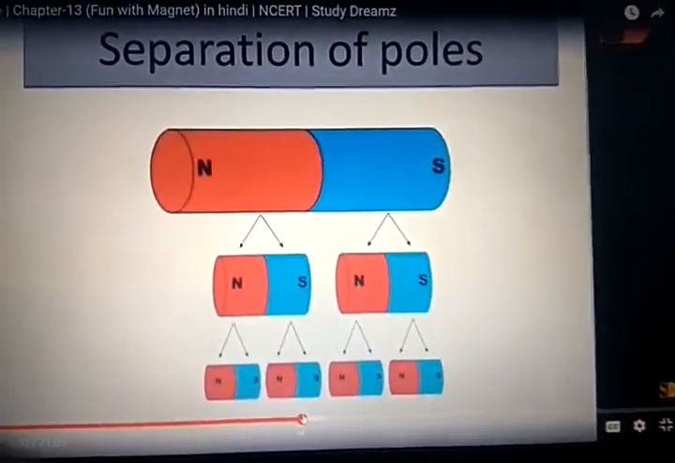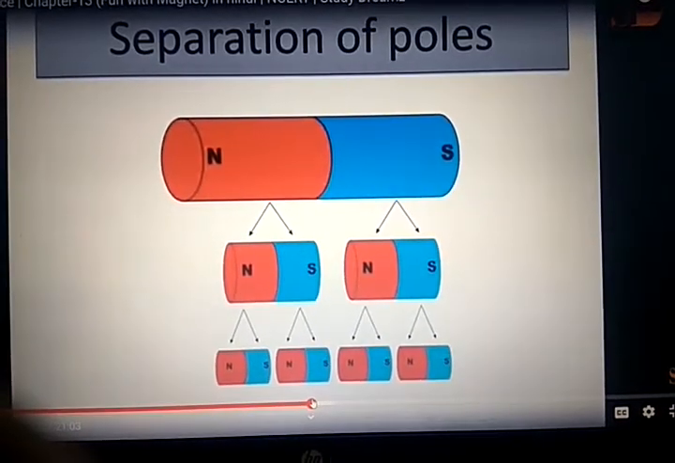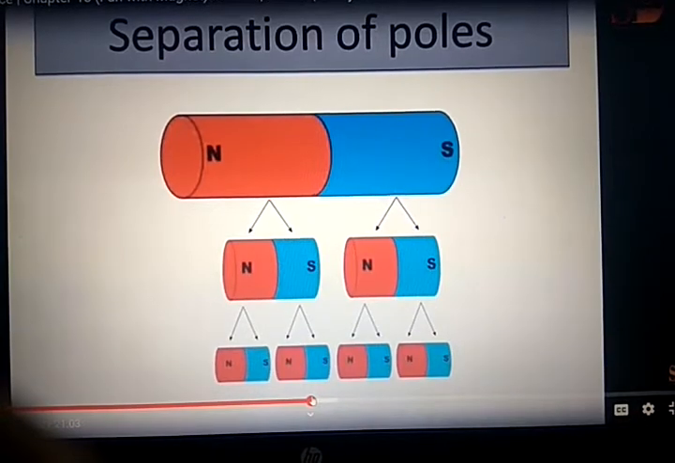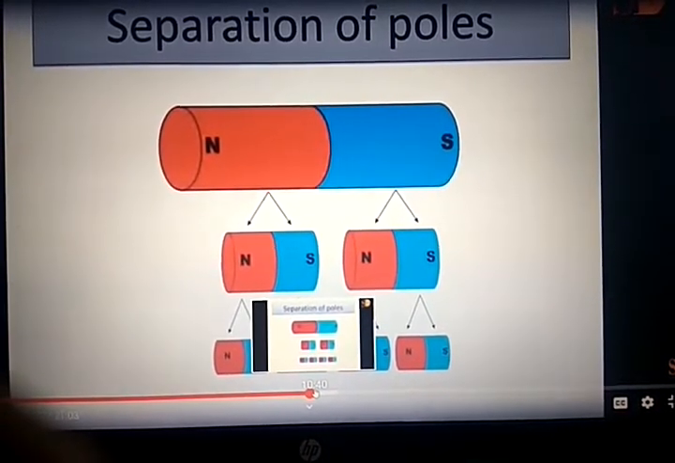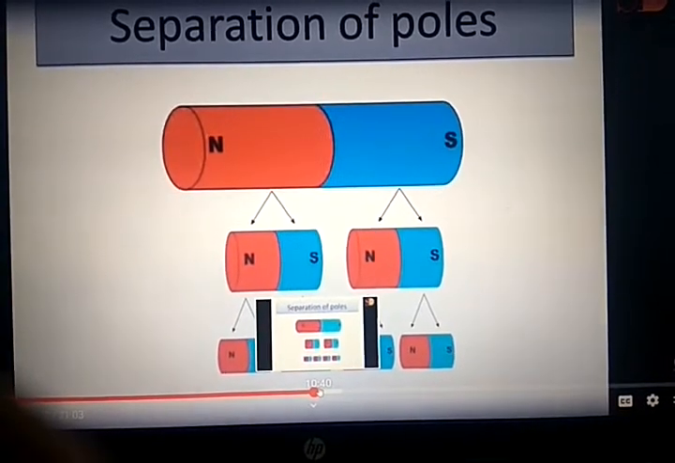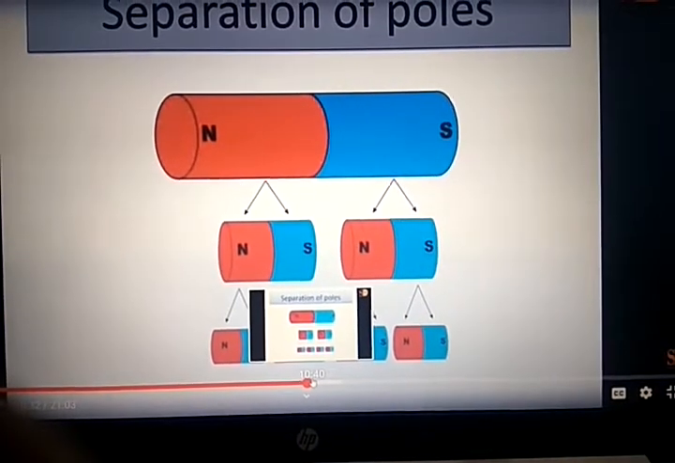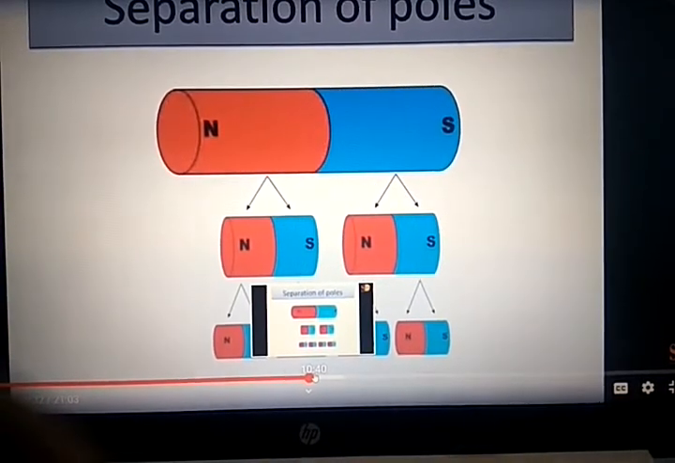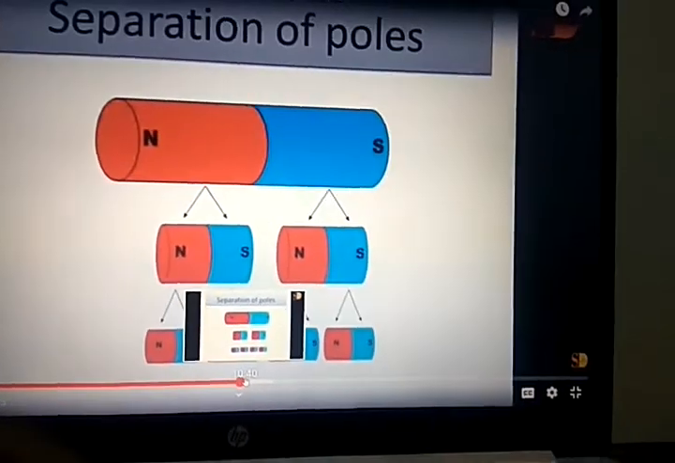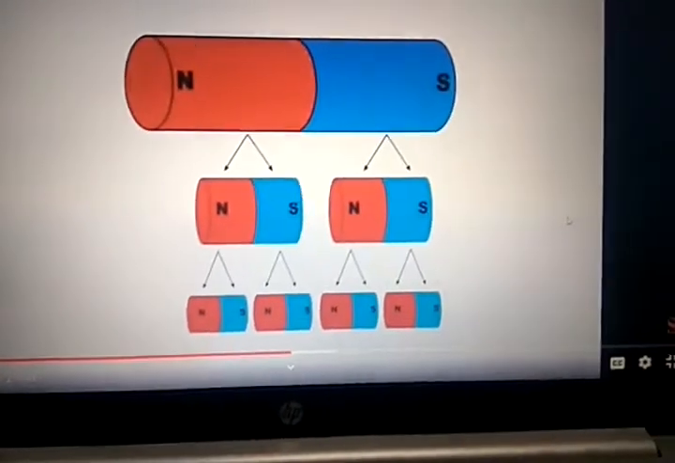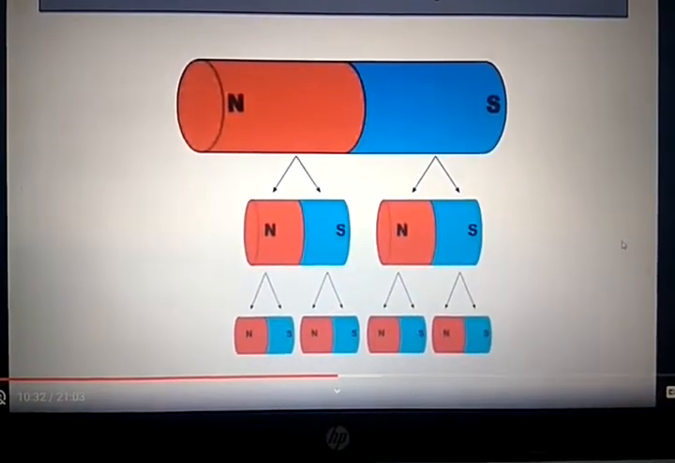Continue separation of poles. In separation of poles, suppose you have a cylindrical magnet having two poles, north and south. Now you cut it and convert it into two parts. Again it is divided into two poles, north and south. Automatically it will be divided into two poles. So a magnet always has the property of two poles.